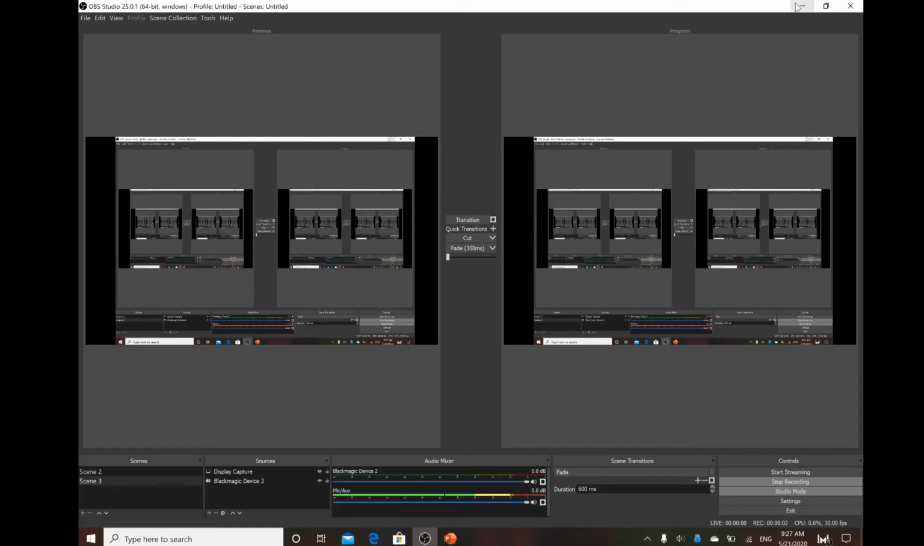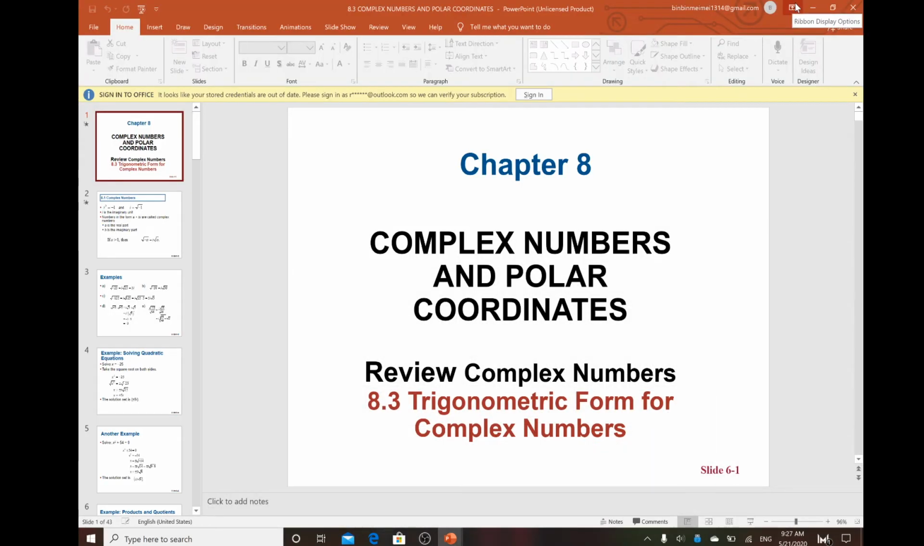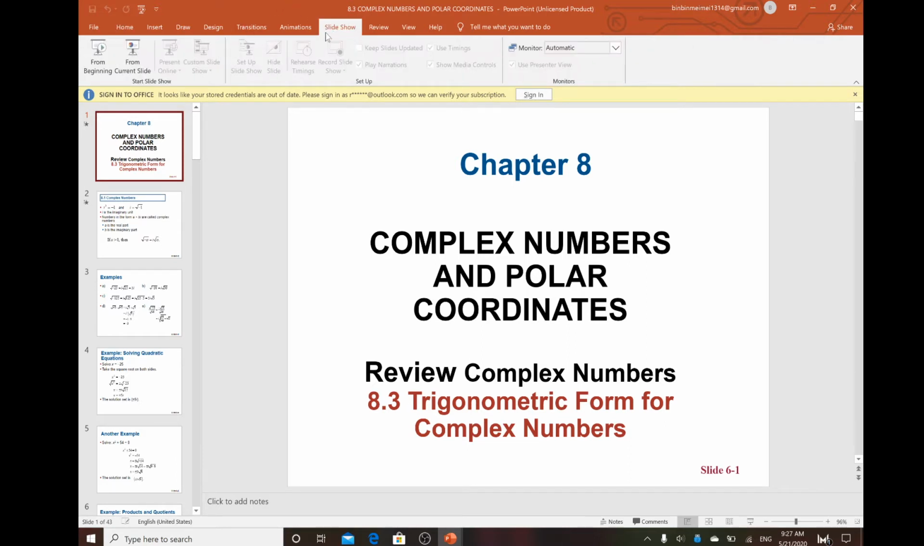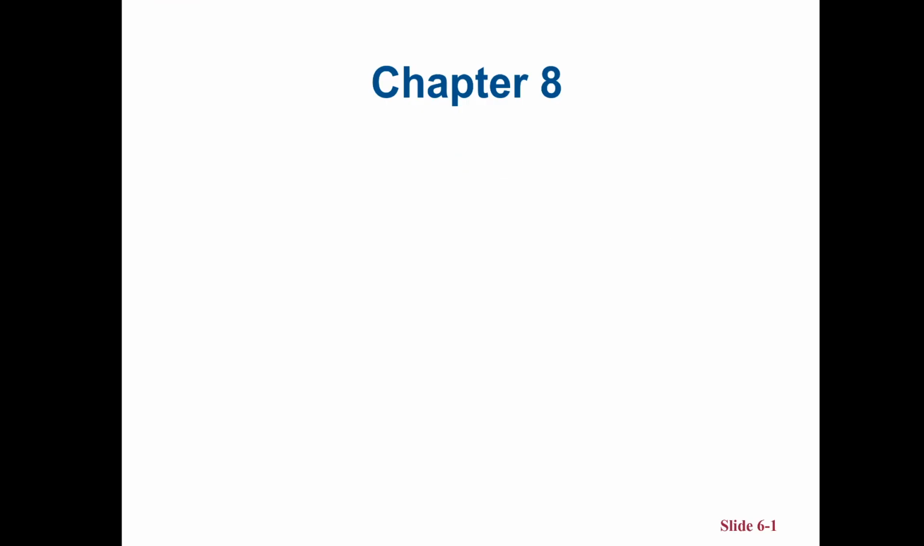Morning, pre-calculus class today. We'd like to talk about chapter 8, the continuation, and 8.3, trigonometric form for complex numbers. So the way to convert a complex number to the trigonometric form, there's a certain formula that I need to emphasize here. But before we get started, let's get a review of complex numbers, something that you learned from Algebra 2. So we'll take a look at that.